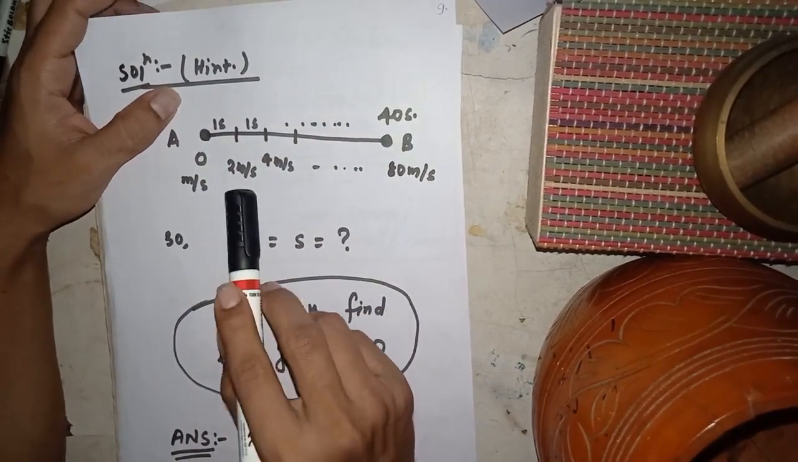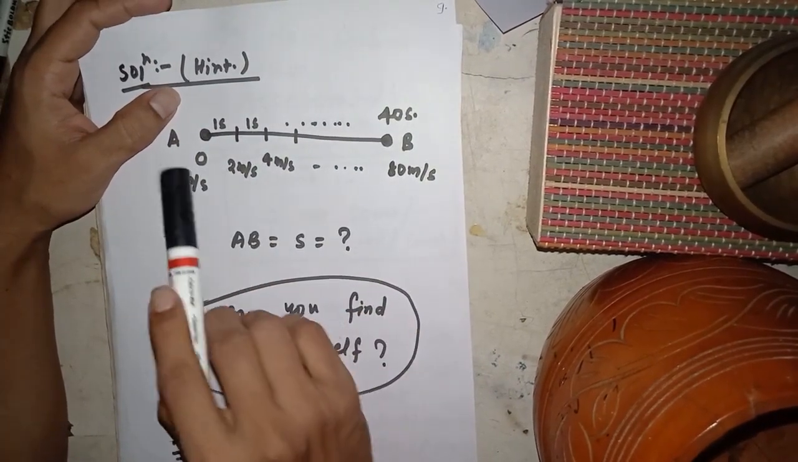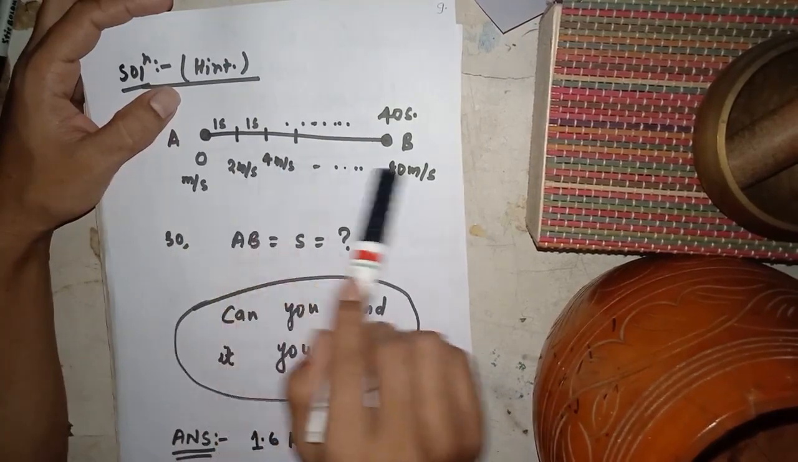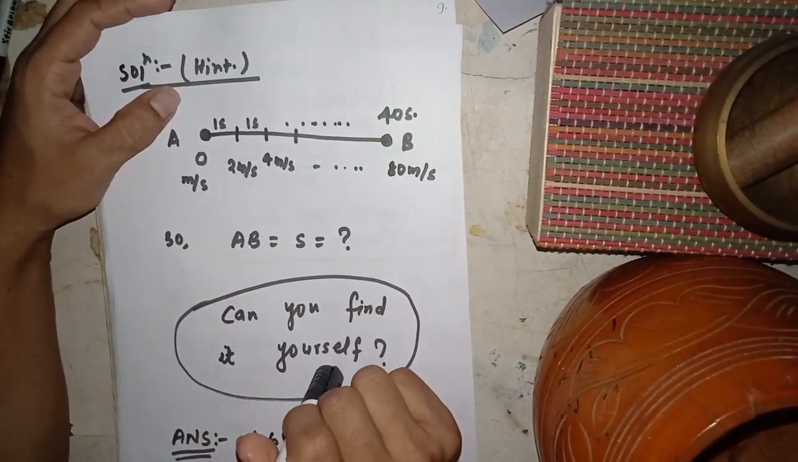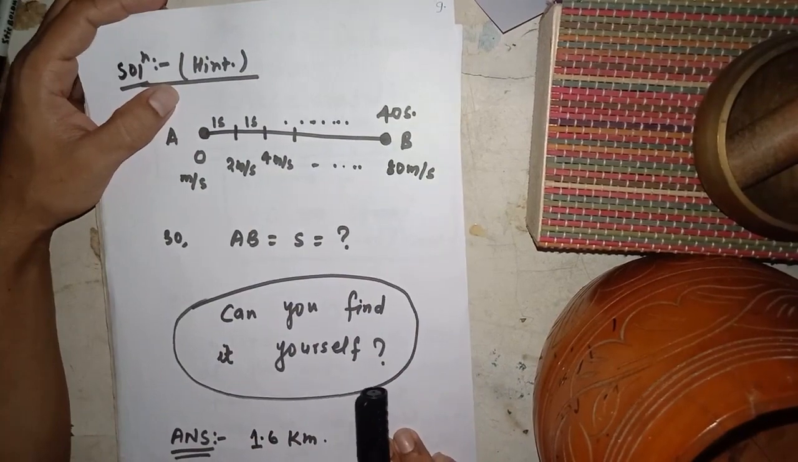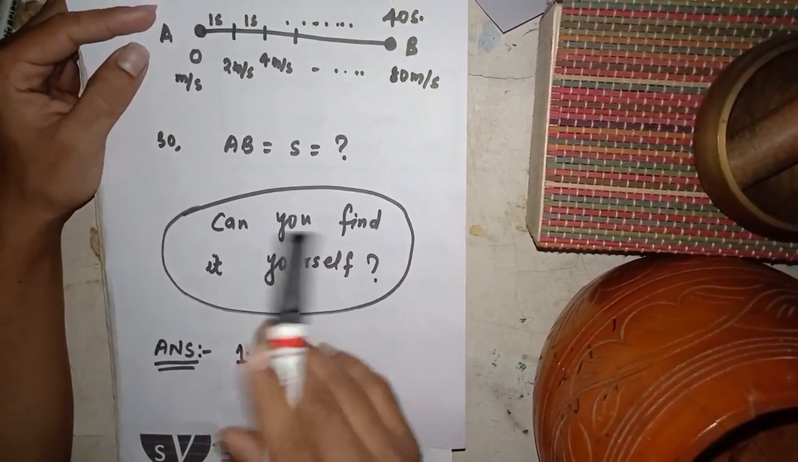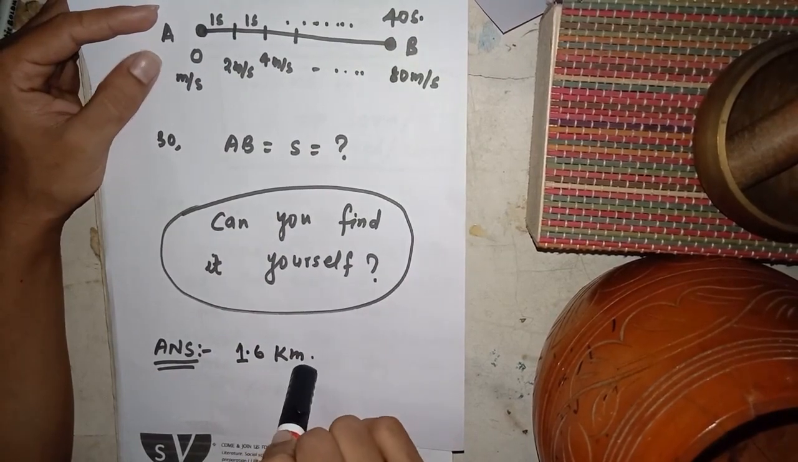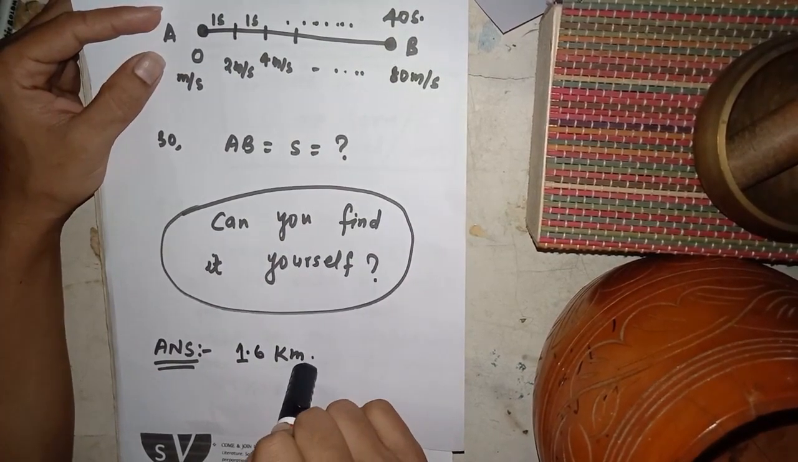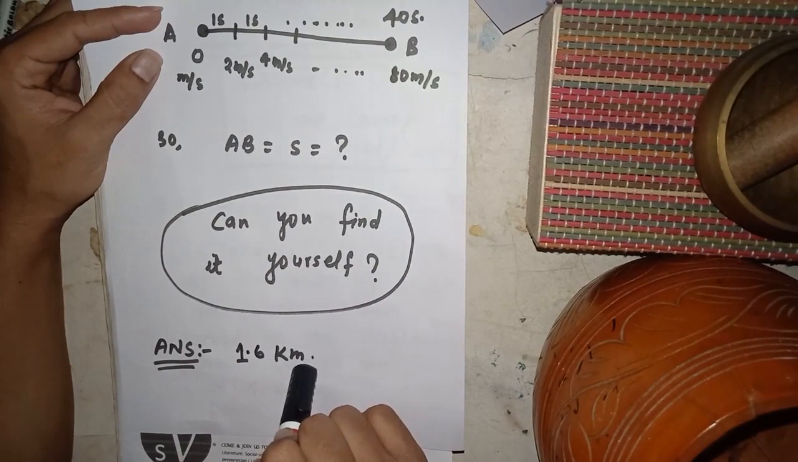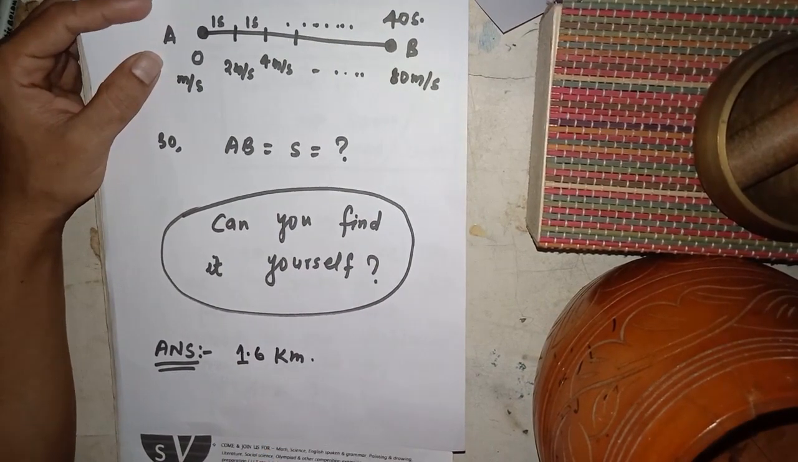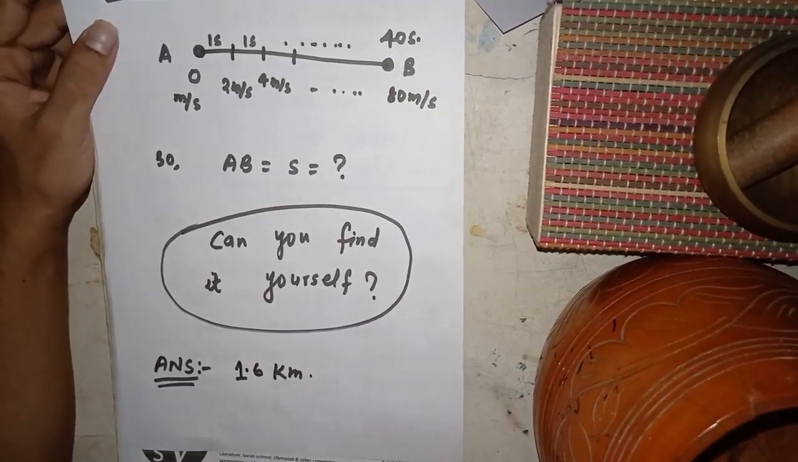So if you understood my point, then what will be the length of AB, or displacement in this case? Can you find it yourself? I am giving you the answer: 1.6 kilometer or 1600 meter. You can write it out at your home.